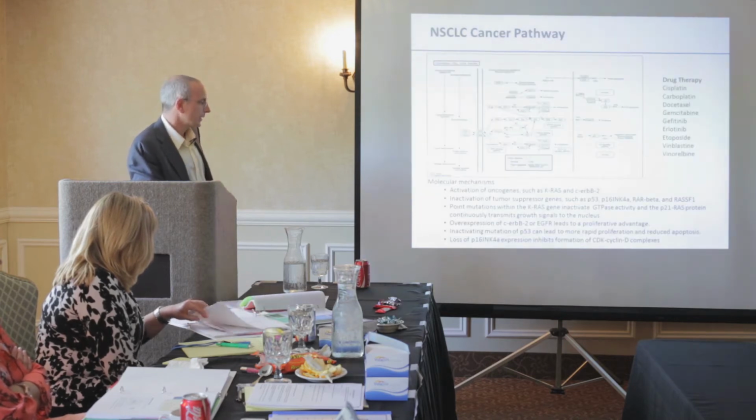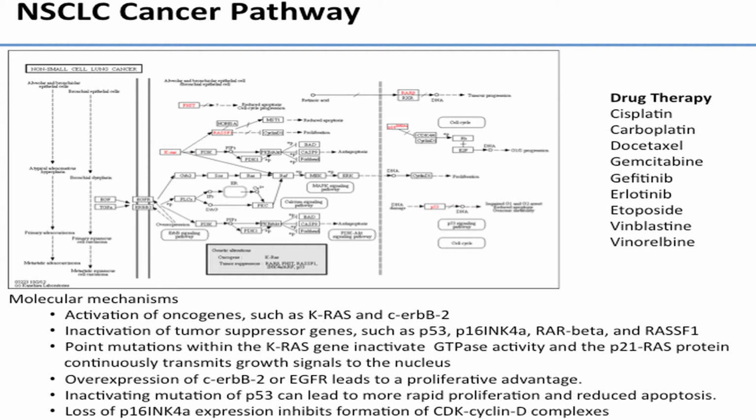Okay. So overexpression is a key player too. If these are being overexpressed, that means there's more of them now in the cell membrane, and they're all firing off these pathways. So that's a big one. Inactivating mutations of P53 can lead to rapid proliferation and reduced apoptosis, which means basically cells divide, but they won't die. And then, of course, down here with the P16 INK4, I believe it's somewhere around here, it inhibits formation of the cyclin D complexes and basically allows the cells to replicate.